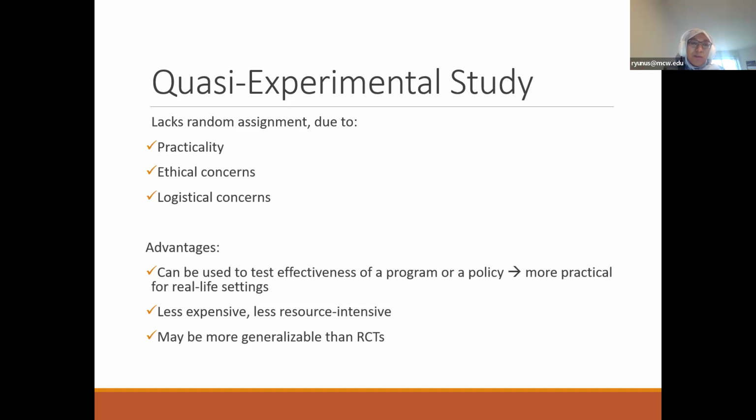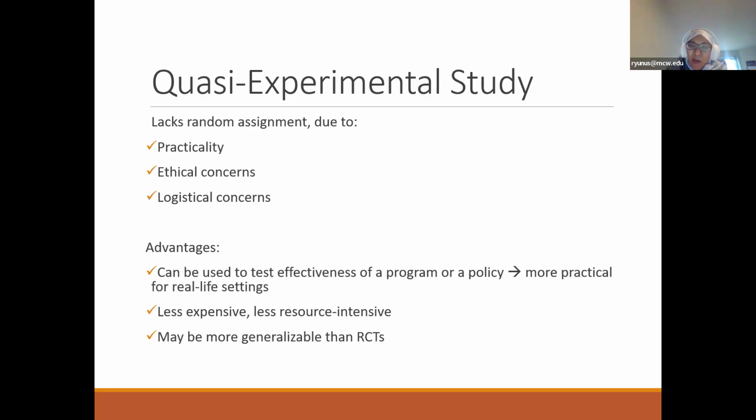And I want to let you know that random assignment is not an easy process, and it is not actually possible in every situation. So you will come across many instances where a quasi-experimental study is just the best choice that you have, because it's not always, as I said, possible to perform random assignment. A quasi-experimental study still has a lot of advantages, right? For example, as I said, it's less expensive.